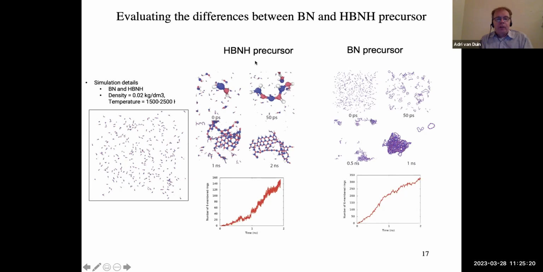So we can, for example, look at precursor effects. We can load up an HBNH precursor or a BM precursor. And we see indeed that these produce very different structures. The BM precursor is much more reactive than the HBM precursor, but the HBM precursor essentially provides more high quality two-dimensional regimes, while the BM precursor leads to much more curved structures.